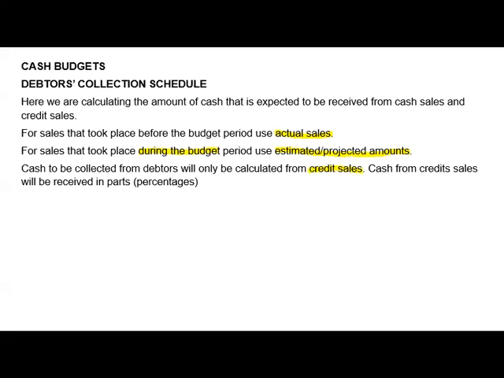Now, cash received from cash sales will be received in the month of sale. I mean, it makes sense. If you buy something for cash, I receive money now. So cash sales for March means money was received in March. What else? For credit sales, the collection will depend on percentages: the percentage of debtors we expect to pay in the current month, the percentage we expect to pay in the following month, and the percentage we expect to pay 2 months after the month of sale.